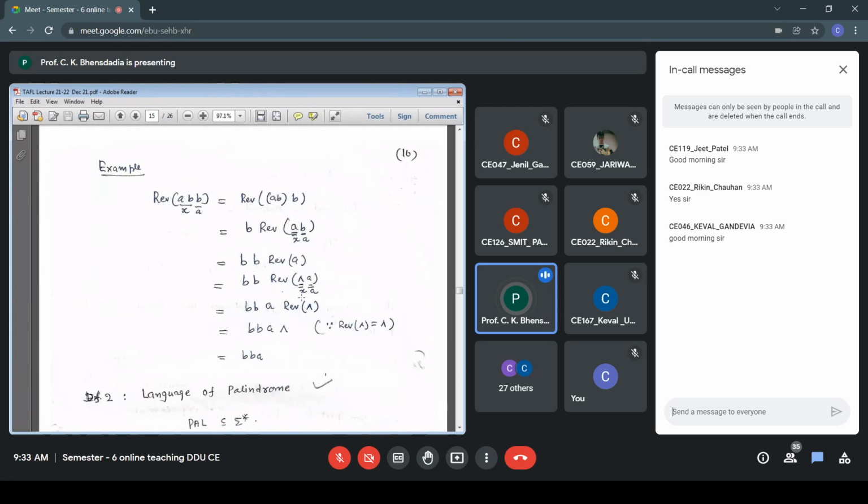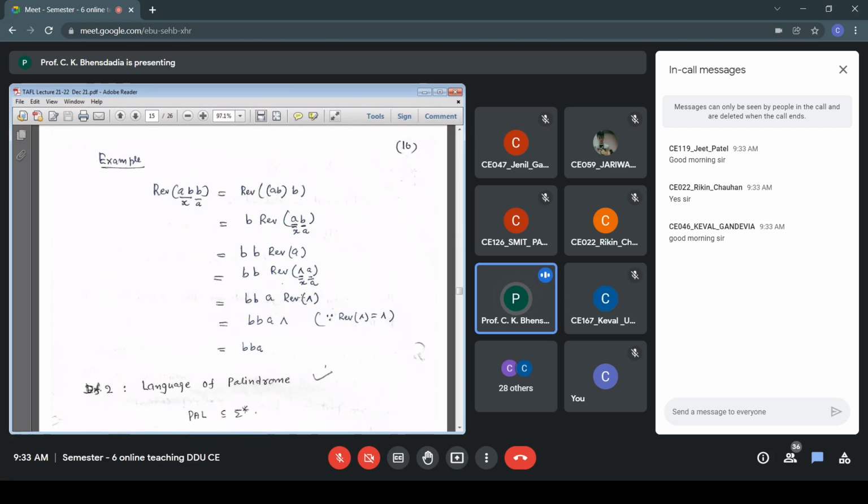The language of palindrome. So palindrome is a subset of sigma star. Assumption: sigma contains two symbols, A comma B. Various combinations of A's and B's are possible. Out of that, some of the strings are palindromes. So palindrome is a subset of sigma star.